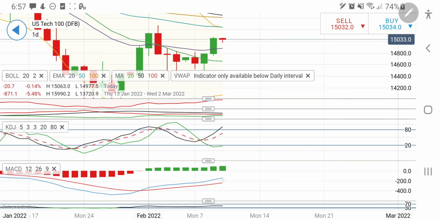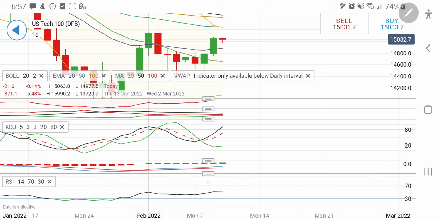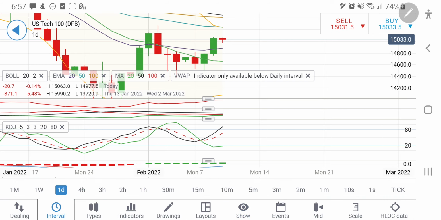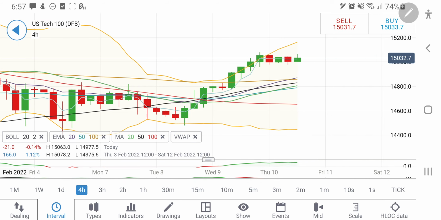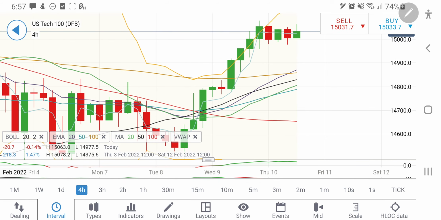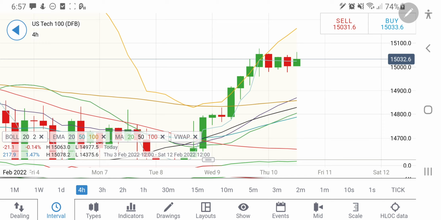Now look at the MACD, the lines are parallel and are still in buy zone, and RSI is comfortable. This is on the daily charts. Let's have a look at the 4-hour charts. On the 4-hour charts, there is a strong support lying here, and also this 50 exponential moving average is trying to give it a little resistance at around 15,020.